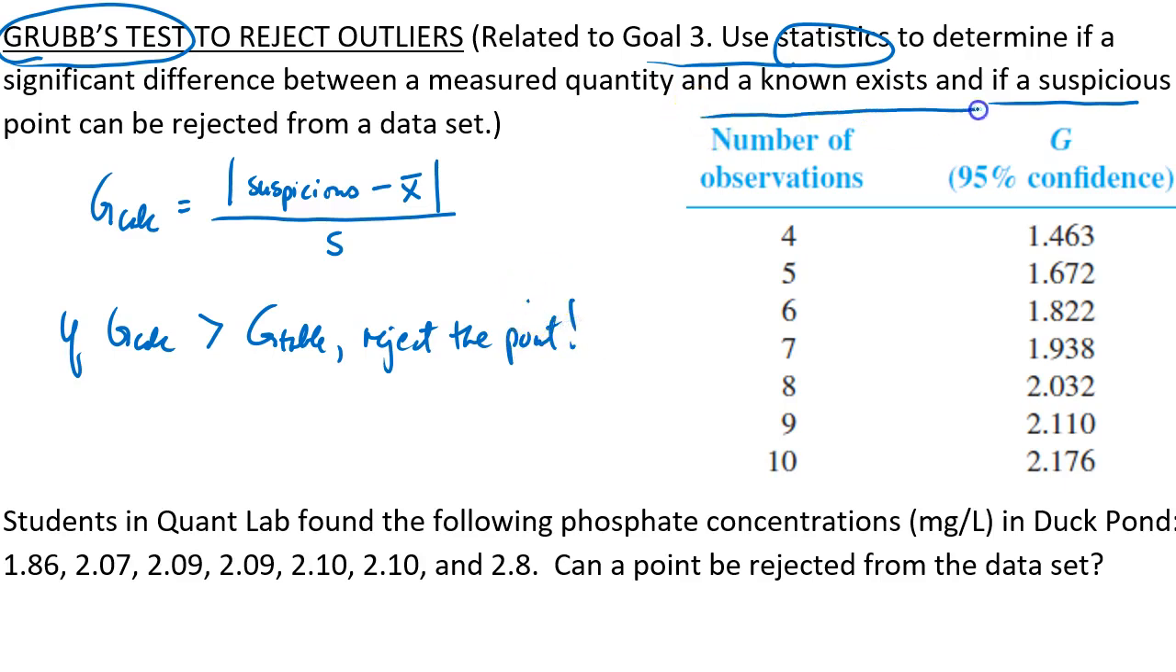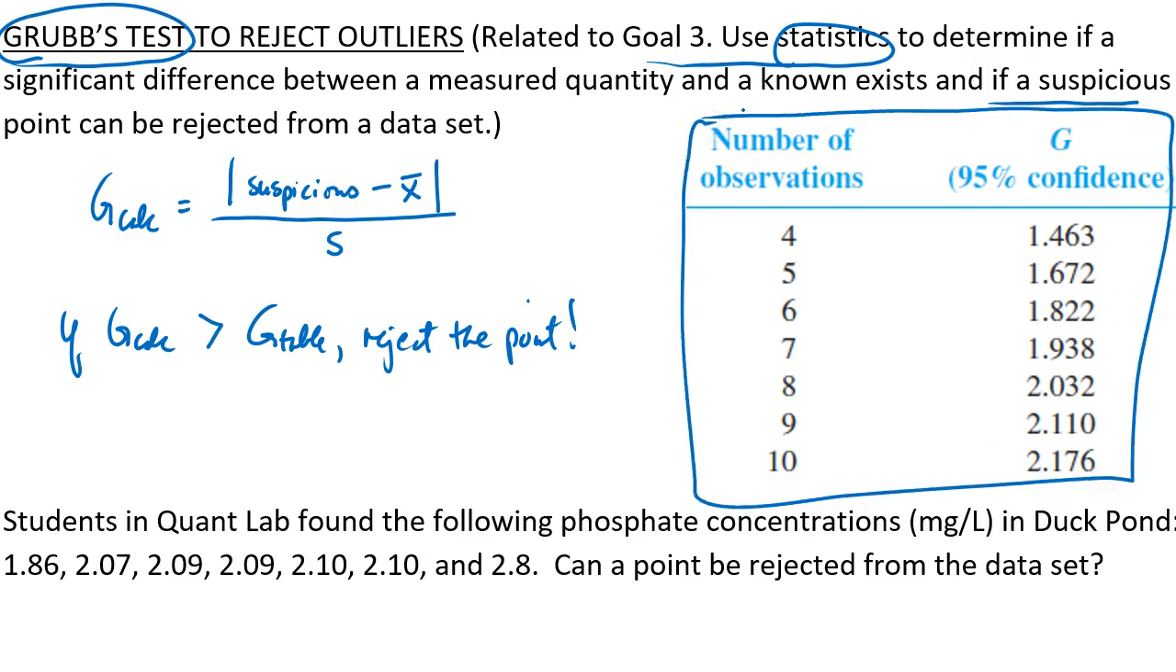And this is where you get your G-table values. Notice that they are provided at only 95% confidence. And notice that it's organized not according to the degrees of freedom, but just according to n. So maybe that will make things a little bit easier for us.